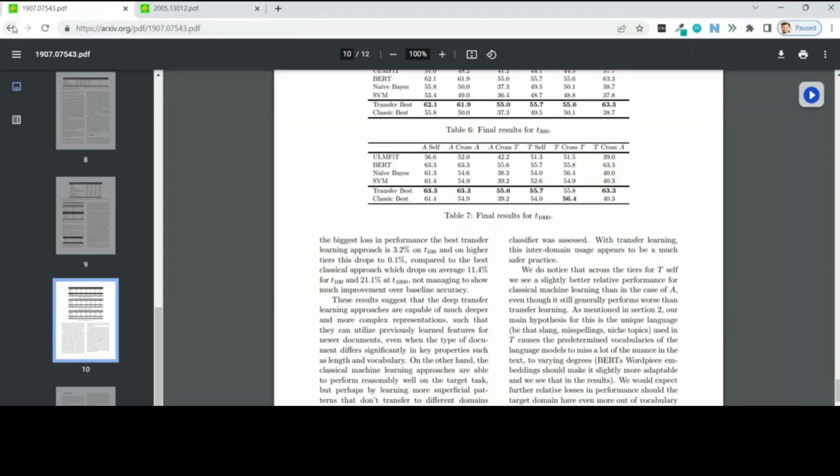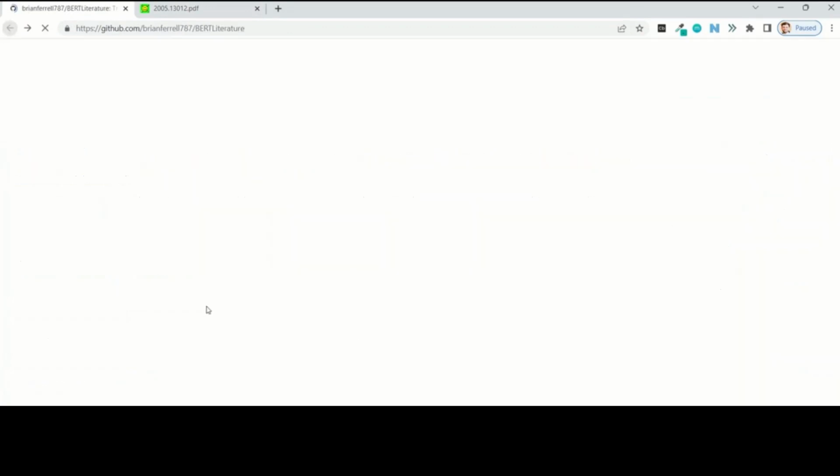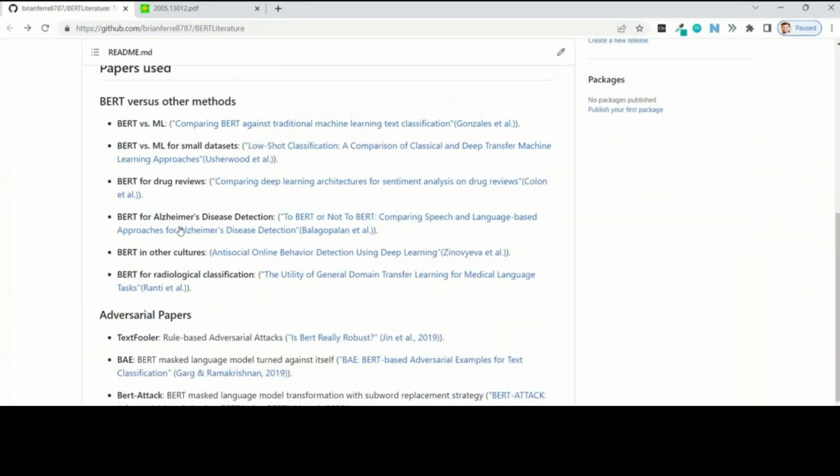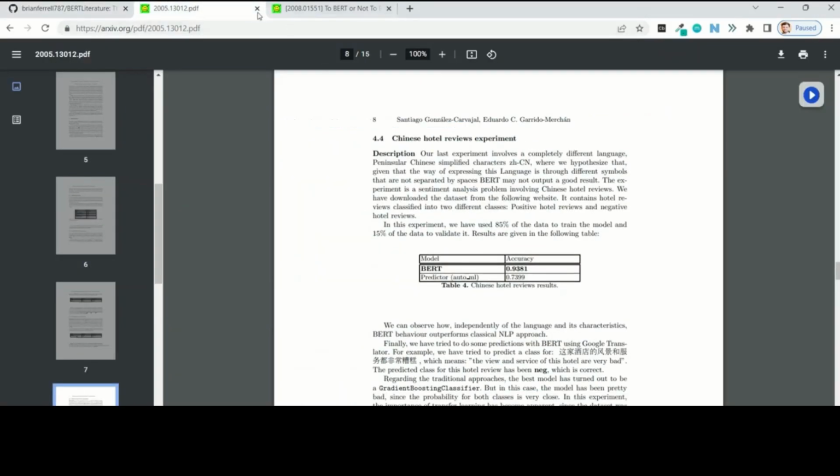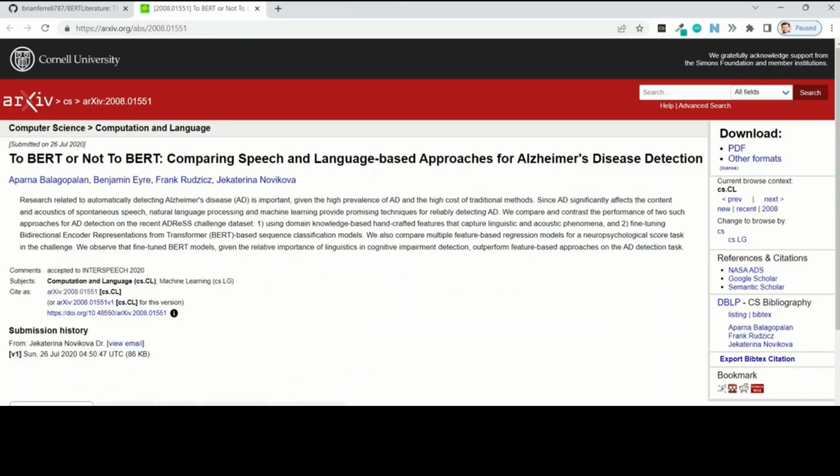So another paper, which is about detecting Alzheimer's, is titled "To BERT or Not to BERT: Comparing Speech and Language-Based Approaches for Alzheimer's Disease Detection." This was a really cool paper comparing BERT to feature-engineered machine learning models for detecting Alzheimer's disease in speech transcripts. And this is from the ADReSS data set.